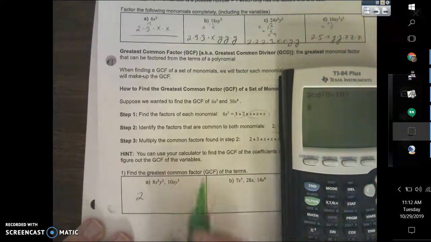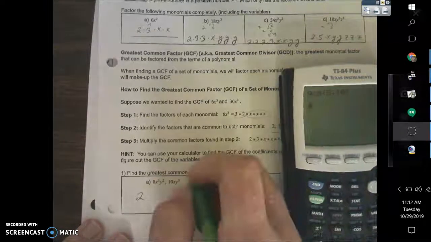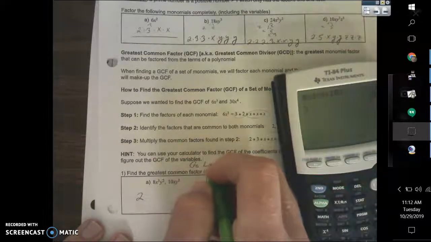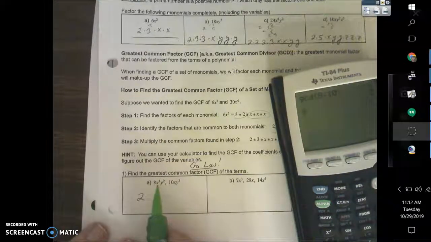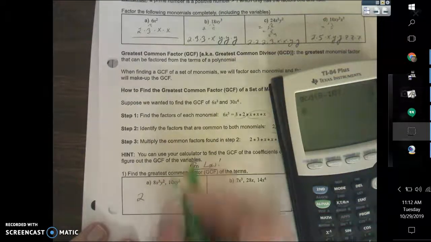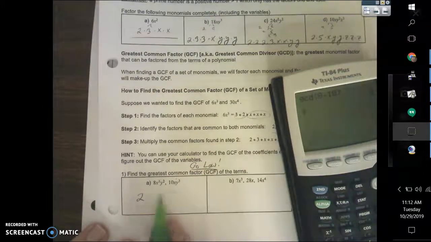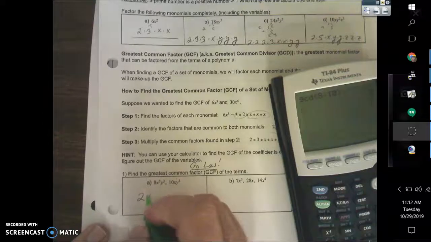Now, here's the trick for variables. You want to go low when you're trying to find the GCF between variables. What do I mean by that? X to the third, x to the first. What's the lower one? X to the third or x to the first? Well, the lower one would be x.